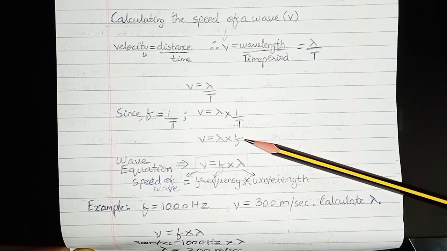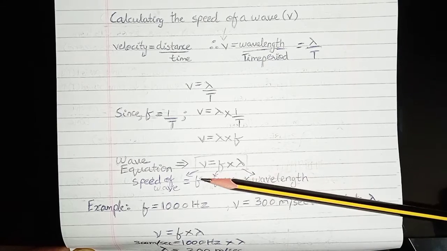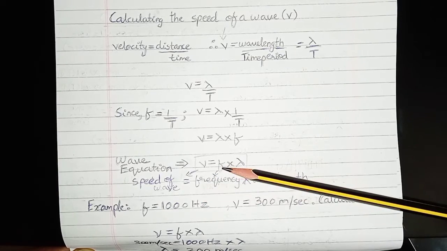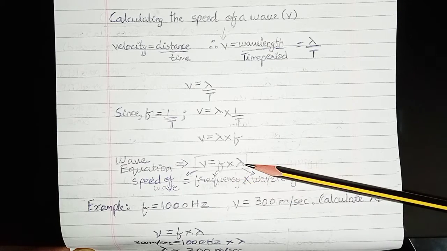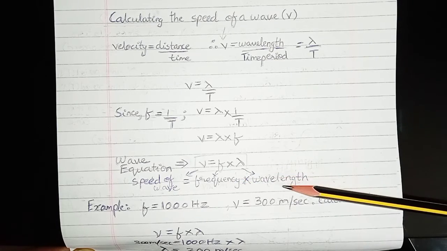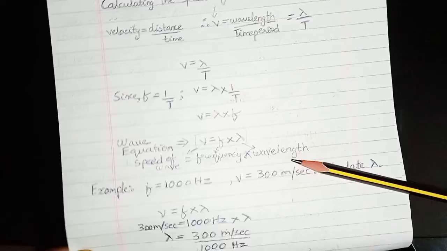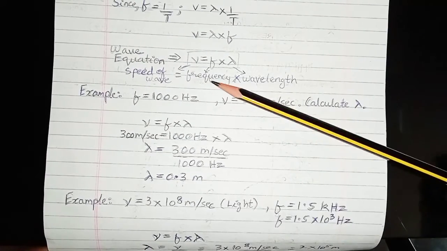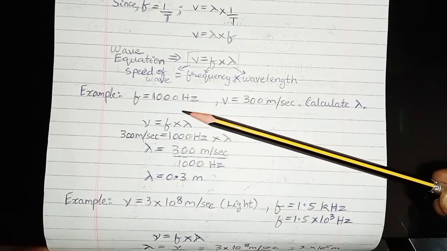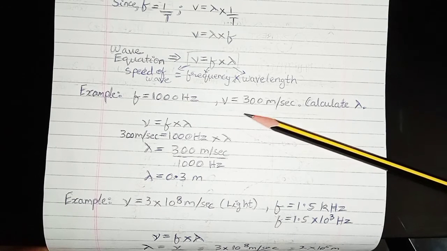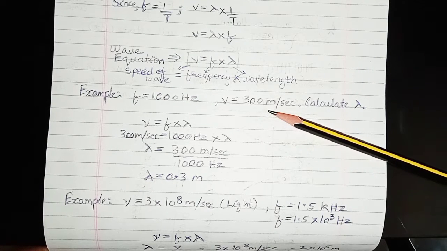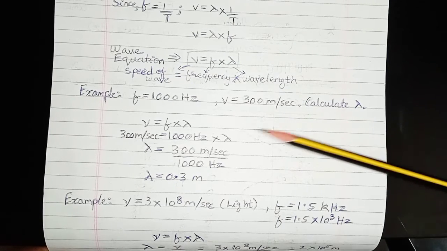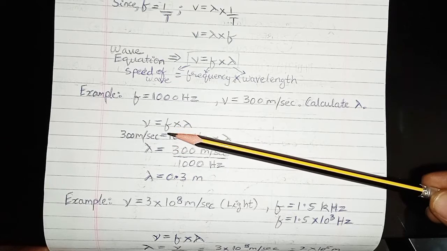This is a very important equation. This is called the wave equation, where v is the speed of the wave, f is the frequency of the wave, and lambda is the wavelength of the wave. We can take certain examples in order to understand this. Let us take example number 1, where frequency is 100 Hz and v is equal to 300 meters per second. Calculate lambda.